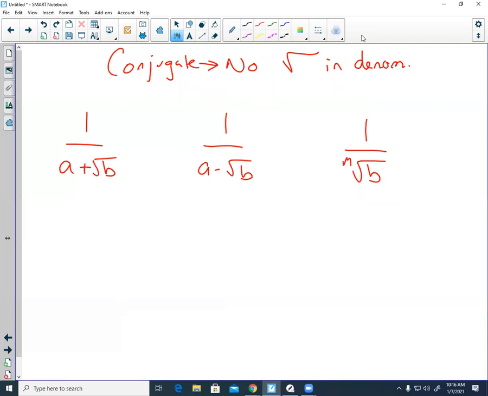And the conjugate of that thing is just multiplying the same exact thing, but changing the sign in the middle. So a minus the square root of b. And you have to do that on both the top and the bottom, because if you only do it on the bottom, then you have instantly taken away the integrity of the problem.